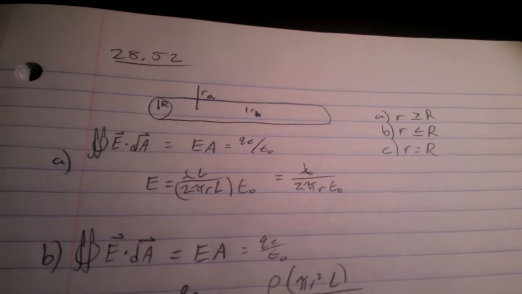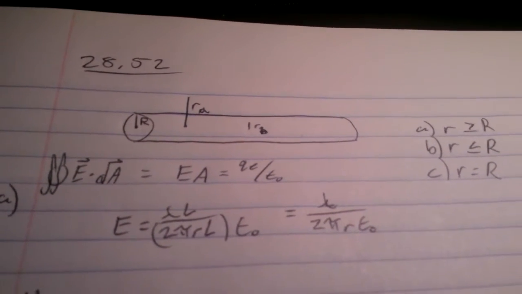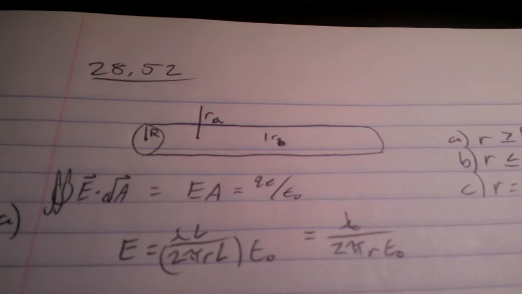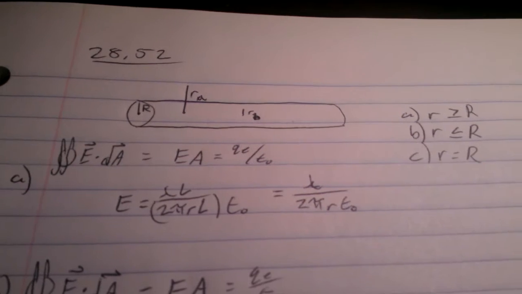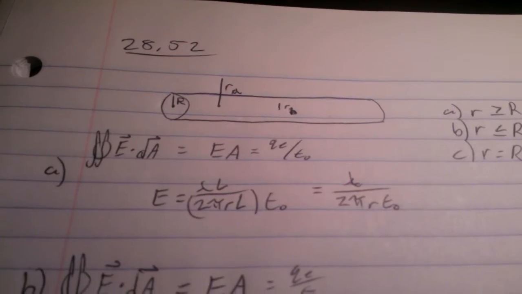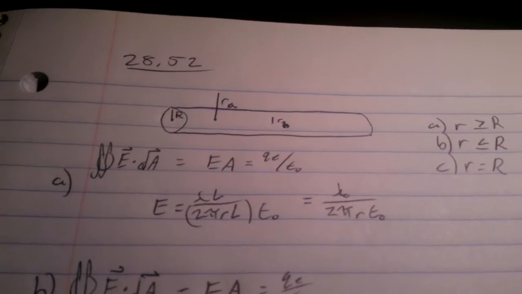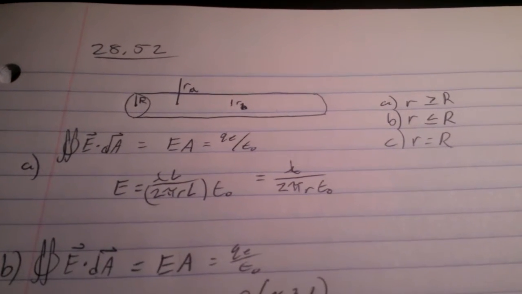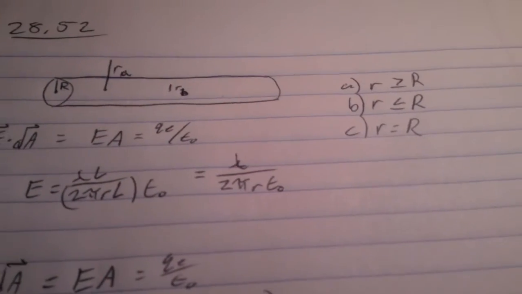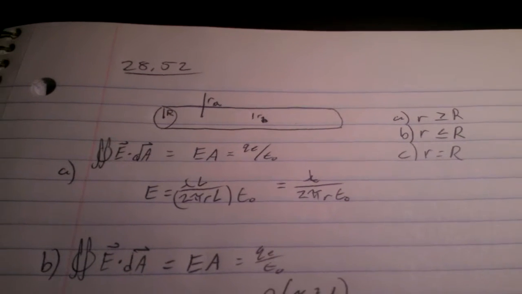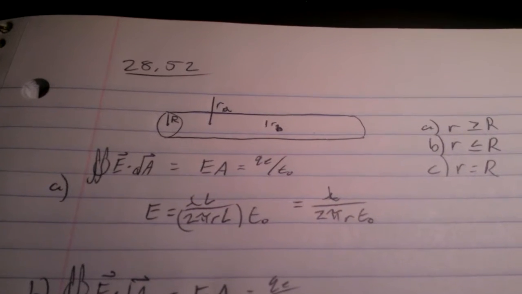And so you can basically just plug that in. You get E equals, I moved the A into the denominator on the other side, so the Q equals lambda L, and on the bottom you'll get 2 pi r times L, and then the epsilon naught is still there. And then your L's will cancel, and your final result for part A is E equals lambda over 2 pi little r times epsilon naught. And that is the electric field for r outside of the cylinder.